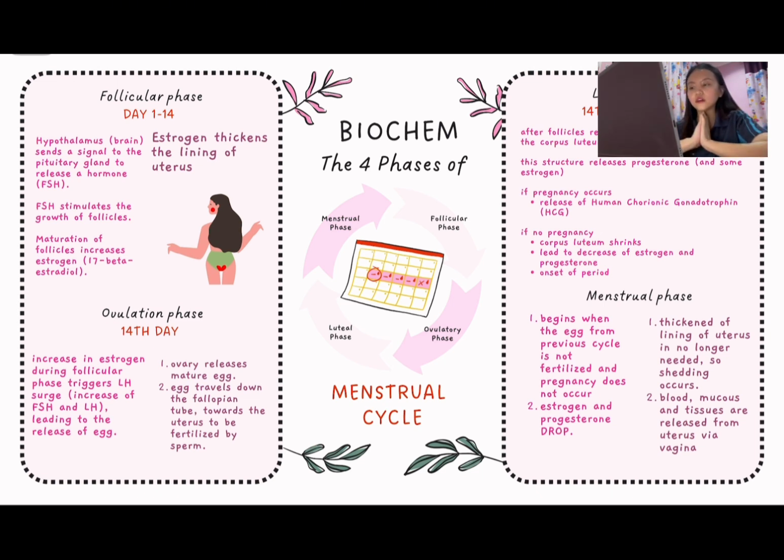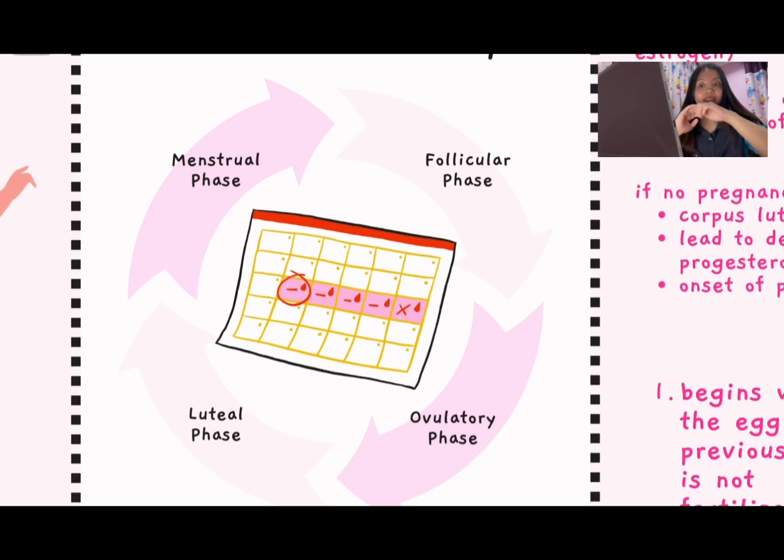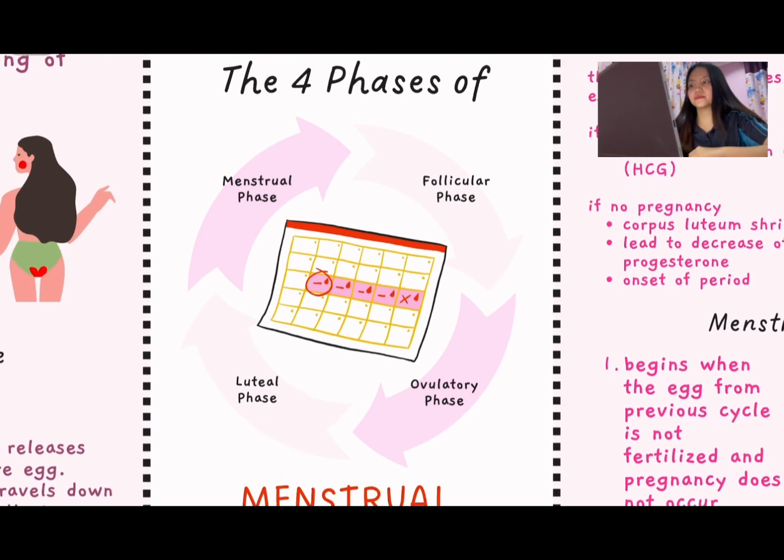The rise and fall of our hormones trigger the steps in our menstrual cycle. Our hormones will cause the organs in our reproductive tract to respond in certain ways. In the menstrual cycle, there are 4 phases. The first one is the follicular phase, next is ovulation, third is the luteal phase, and lastly is the menstrual phase. So let's begin with the follicular phase.